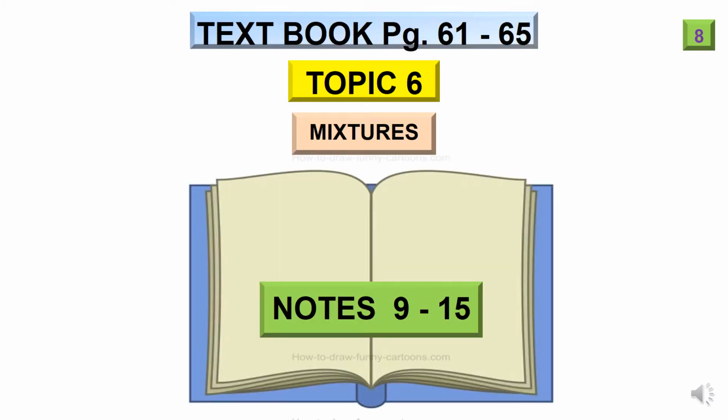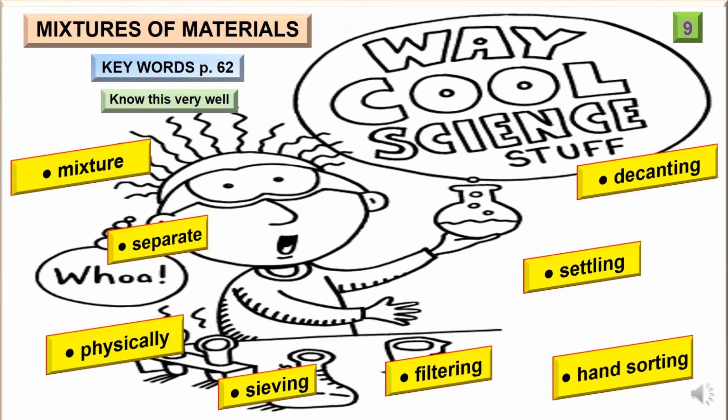Topic 6, mixtures. Keywords, page 62. First one, mixtures. It's when two or more substances are mixed together. Separate, to break up a mixture into the substances mixed. Physically, to use hands or tools to separate the mixture.